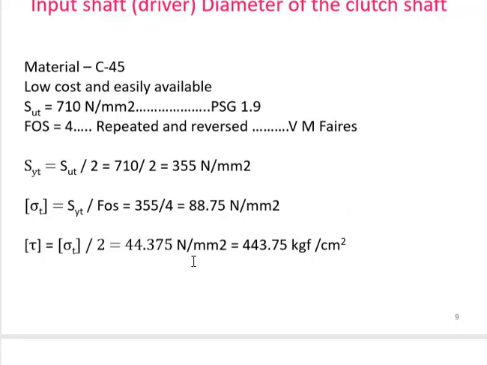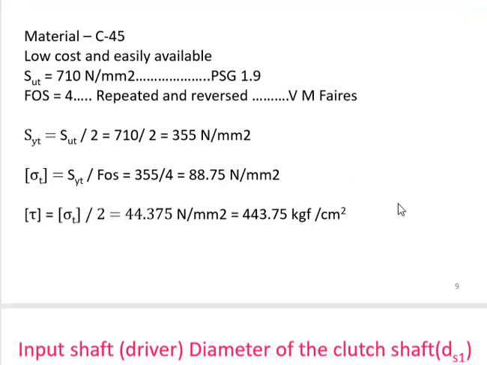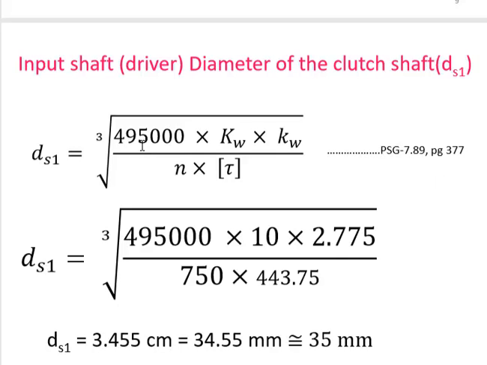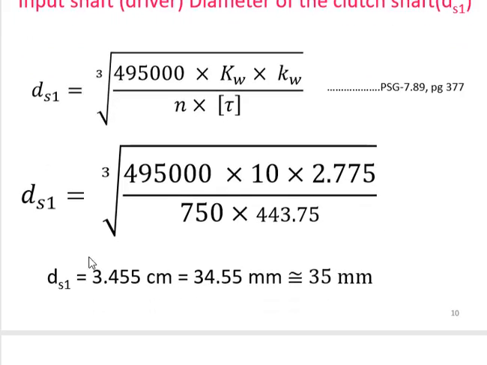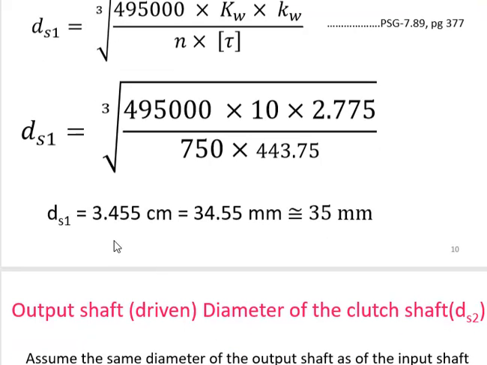Now after finding out the design stress values, the same formula which is given in the design data book I would be using. So DS1 is cube root of these particular parameters. So I know what is kW, that is power, and small kw, that is the operating factor. So my DS1 after calculation comes around 3.455 centimeters. I can convert it into mm and round it off, which comes around 35 mm.